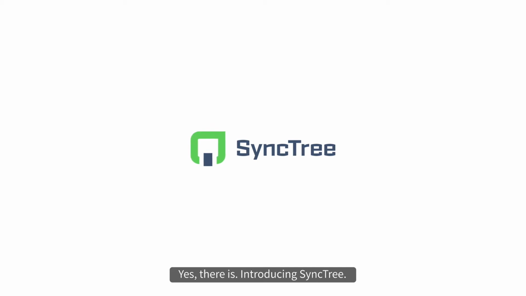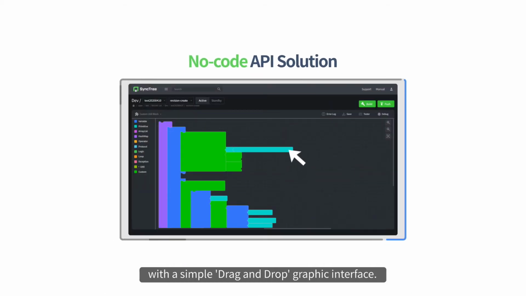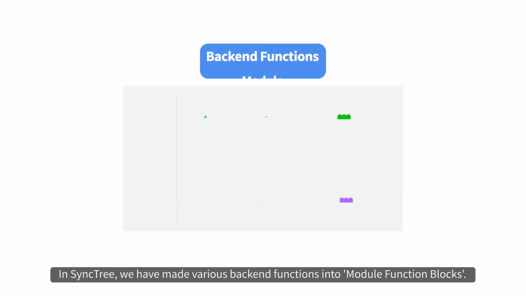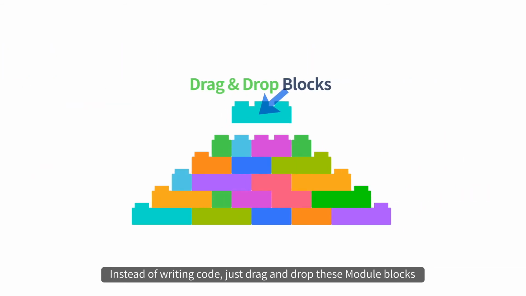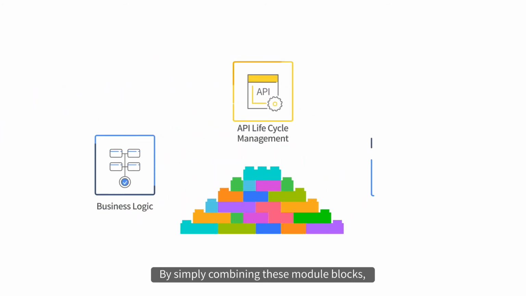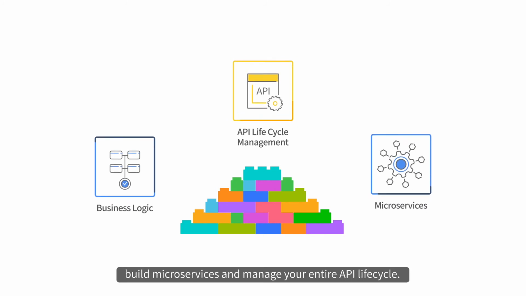Yes, there is. Introducing SyncTree. SyncTree is a cloud-based, no-code API solution for developers with a simple drag-and-drop graphic interface. In SyncTree, we have made various backend functions into module function blocks. Instead of writing code, just drag and drop these module blocks, and SyncTree's code engine will build your desired backend environment for you. By simply combining these module blocks, you can easily and quickly create your business logic, build microservices, and manage your entire API lifecycle.